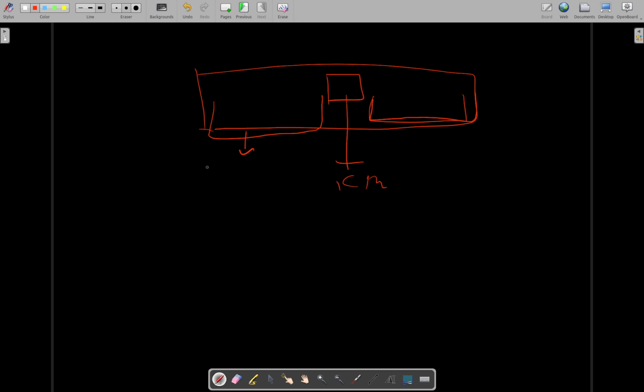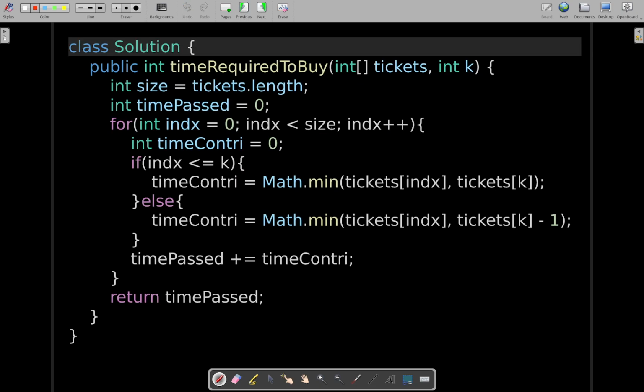Each of these people can make individual contributions in terms of time being passed, how many tickets they can buy, so that 1 second is being passed. So that will be equivalent to, let me take you to the code, that will be equivalent to the minimum of the person that we are talking about.